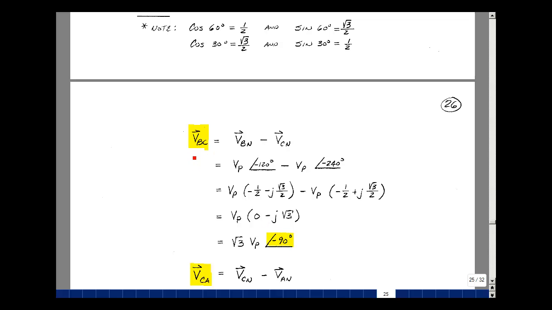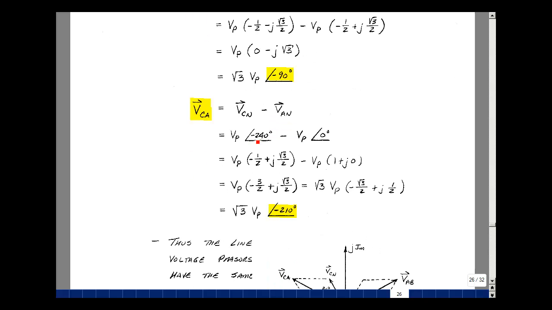So the line voltage, V sub BC, is the square root of 3 times the phase voltage at an angle of minus 90. And one last one, V sub CA, we showed was V sub CN minus V sub AN: magnitude of V sub P, angle of minus 240, and this was V sub P at angle 0. Now we just showed that this was minus 1/2 plus j square root of 3 over 2, and this of course is just 1 plus j0.